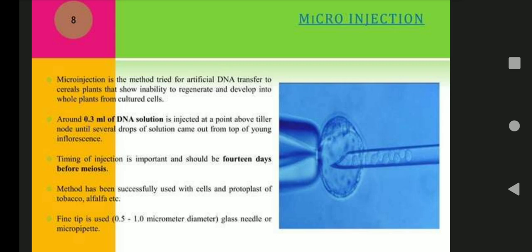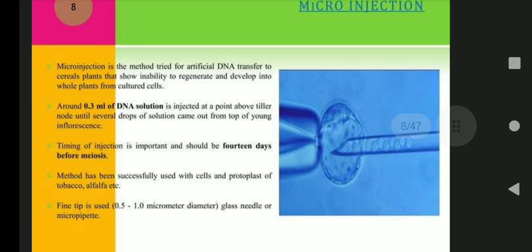Here is how it is made possible: around 0.3 ml of DNA of interest is taken and injected at a point above the tiller node until several drops of the solution come out of the inflorescence. The time of injection is nearly 14 days before the meiosis, and the gene is transferred to the particular cell. The method is successful and is used for the protoplasts of tobacco, alfalfa, etc.